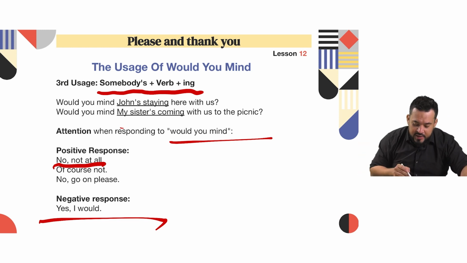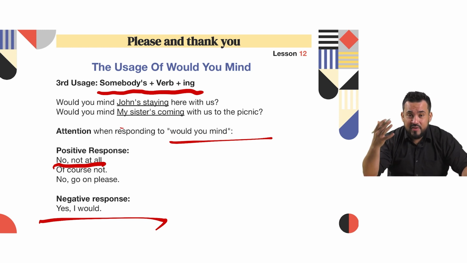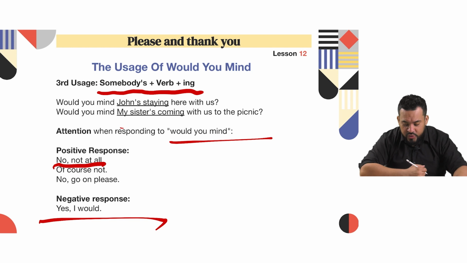So if somebody asks you, would you mind my sister's coming with us to the picnic? And you say, yes, I would. It means no. Leave your sister at home. Don't bring your sister to the picnic.